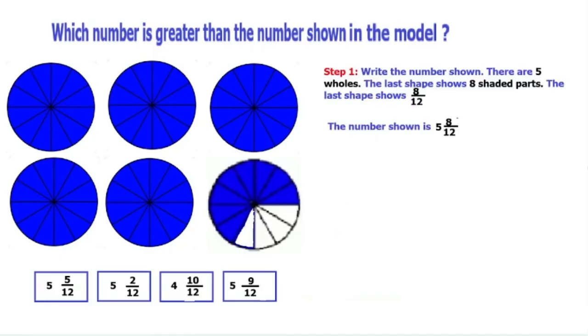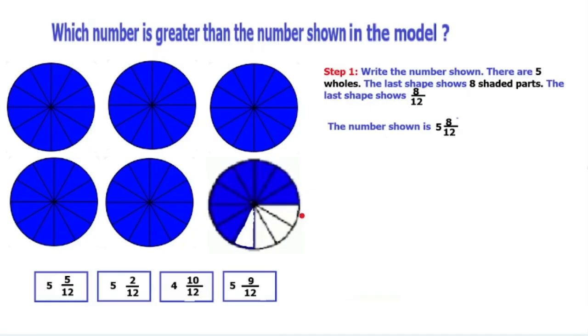So the first thing we have to do is write the number shown. So we need to figure out what this number is in fractions. So there are 5 wholes, right? 1, 2, 3, 4, 5. The last shape shows 8 shaded parts, right? 1, 2, 3, 4, 5, 6, 7, 8 out of 9, 10, 11, 12. So the last shape shows 8 out of 12. That's the fraction for this. So the number shown is 5 and 8/12.